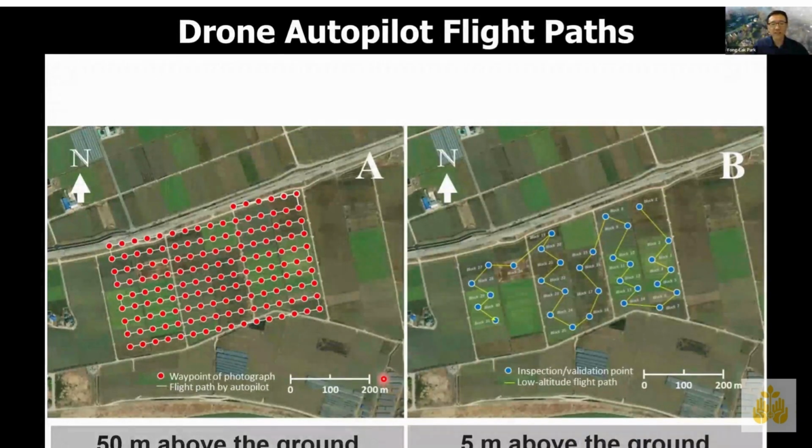This is an example. On the left, this is about 5 meters off the ground, and you can see the defoliation really well, and this is done by insects. On the right, 50 meters off the ground, now you can see this bean block is a little bit greener, which means less damage, and this bean block is completely gone, right? So this is how we did it.